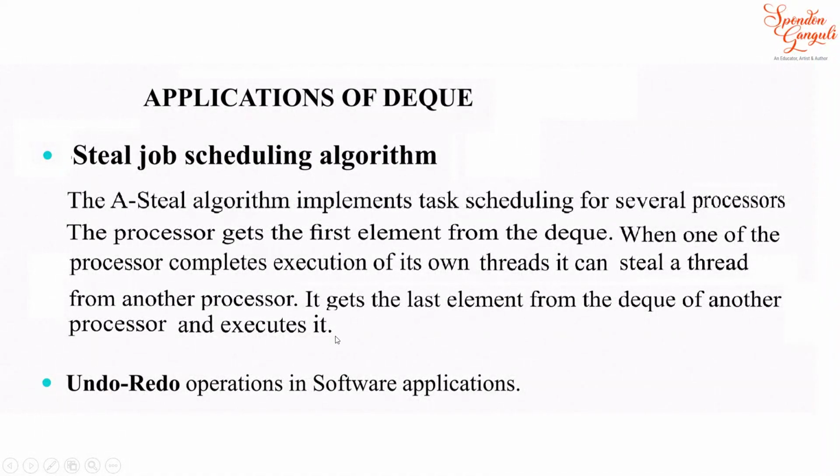That means in a multiprocessor system, all the processors are working on a sequence of tasks. If the first processor finishes its work, it can get a task from the next processor at the back, and it goes on. Another one is the undo redo operation of software. You can see when we do undo, how much you have undone, that much you can redo. If you have redone something, you can again undo. So here DQ operations work.